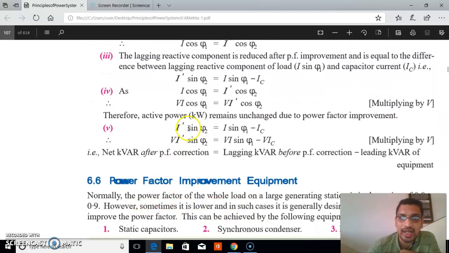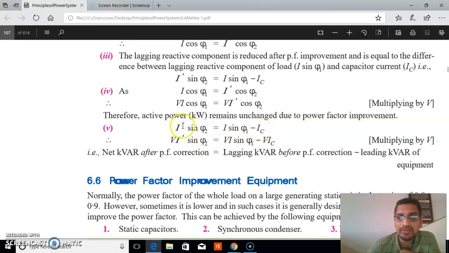So therefore the active power remains unchanged due to the power factor improvement. Only the change happens in the reactive component or reactive power. Then I dash sin phi 2 is the reactive component after the power factor correction. I dash sin phi 2 equals I sin phi 1 minus IC, where I sin phi 1 is the reactive component before the power factor correction, and IC is the capacitor current.